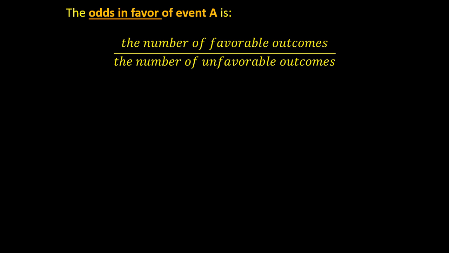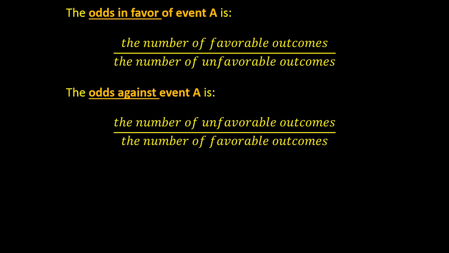So let's look at the definition of odds. Now there's two types of odds. There's odds in favor and odds against an event happening. So for the odds in favor of an event, we're going to express that in terms of a ratio, and it's the ratio of the number of favorable outcomes to the number of unfavorable outcomes. The odds against an event A happening would be the number of unfavorable outcomes compared to the number of favorable outcomes.